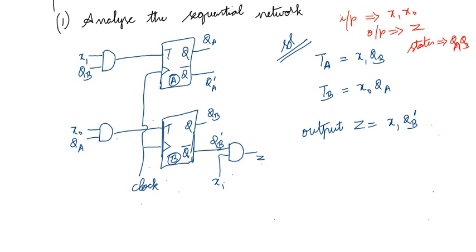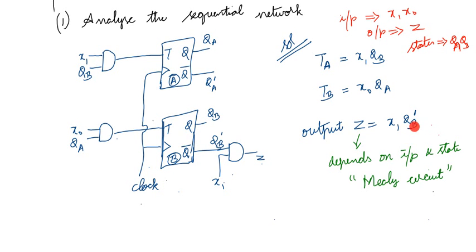If you look at this, one thing is very clear: the output depends on the input and the state. So it is a Mealy circuit. Suppose it depends only on the state, not on the input, then it becomes a Moore circuit. As you see, the Z output depends on both the input, which is x1, and the state QB dash. So it's a Mealy circuit.